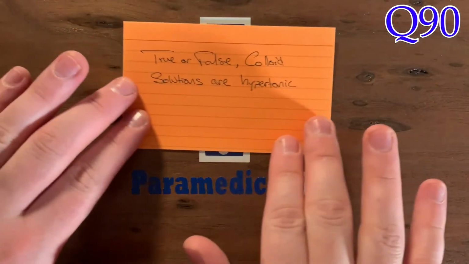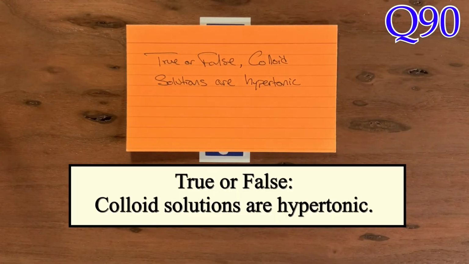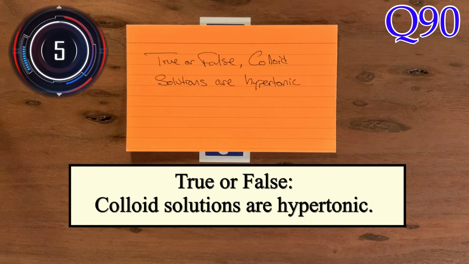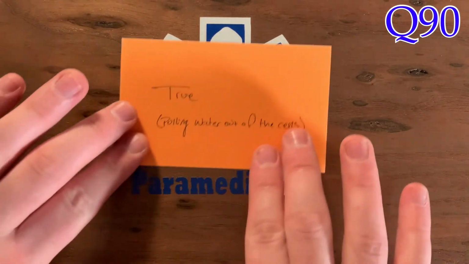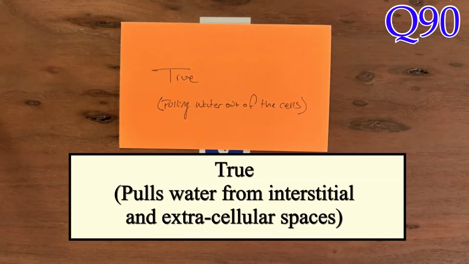True or false? Colloid solutions are hypertonic. So colloid solutions are solutions that contain microscopic particles that make the solution hypertonic. This allows the solution to pull fluids from the extracellular and interstitial spaces to re-expand the cardiovascular system's blood volume.